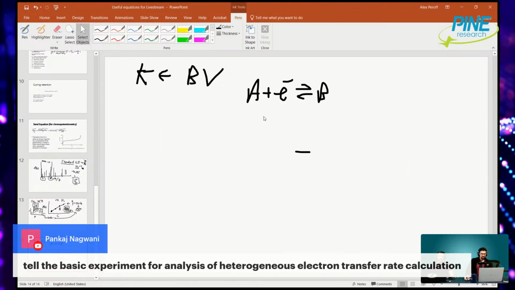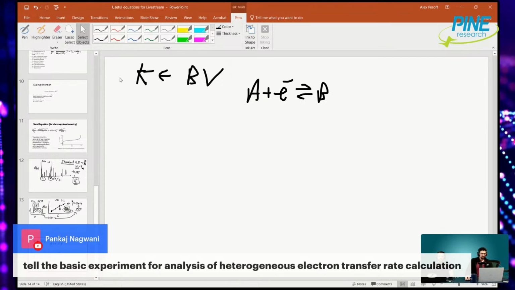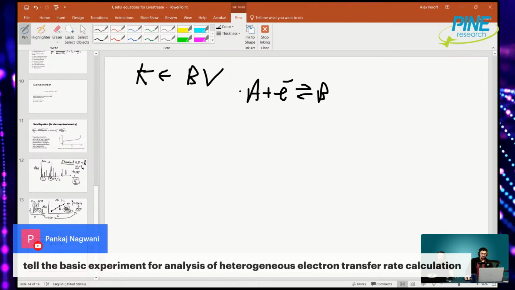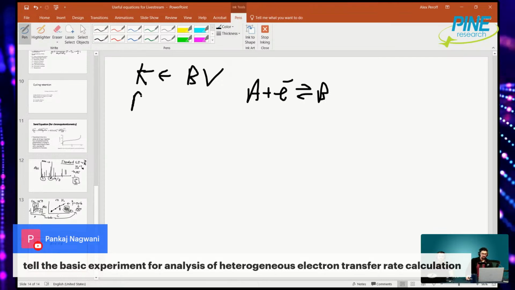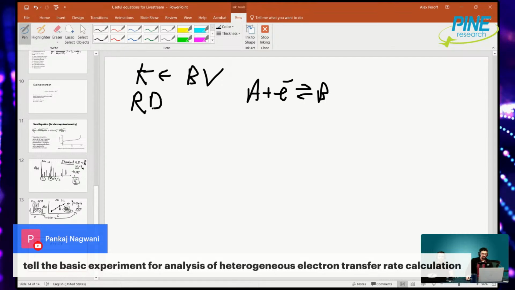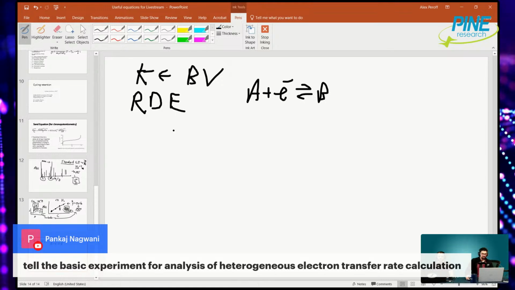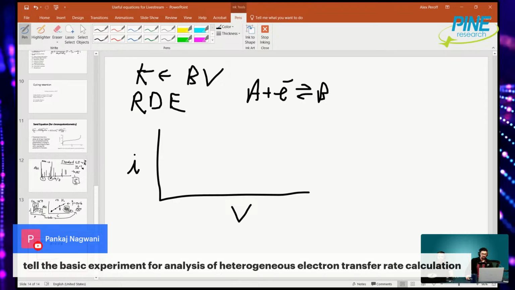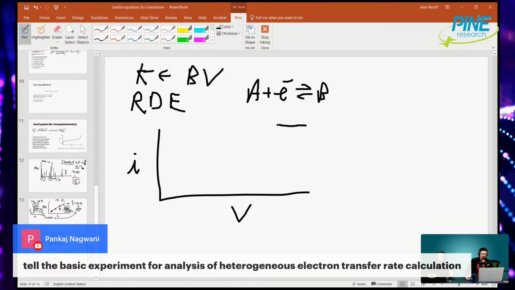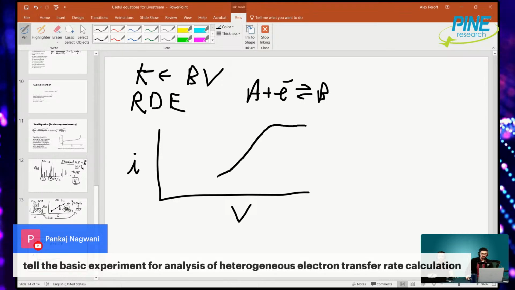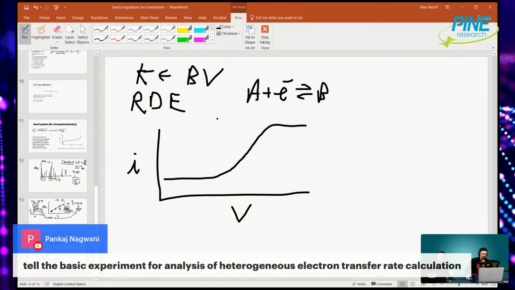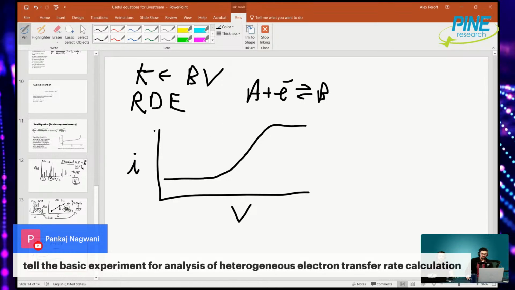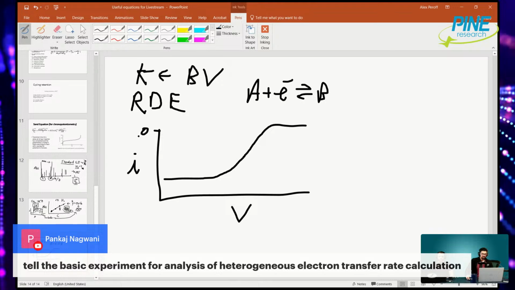The other method is to do a rotating disk electrode experiment, so you can do RDE. In RDE, you should get these voltage versus current plots, and they may look something like this. Let's say this is 0, because this is a reduction reaction, so we have negative current.